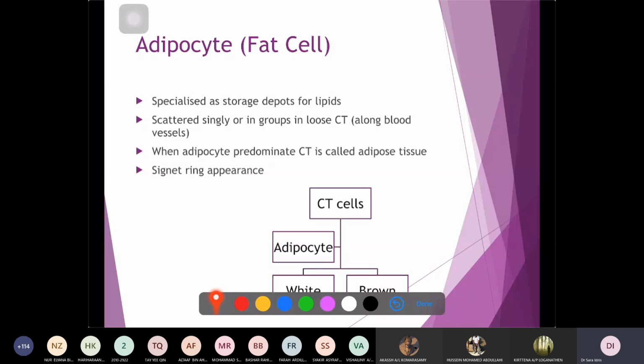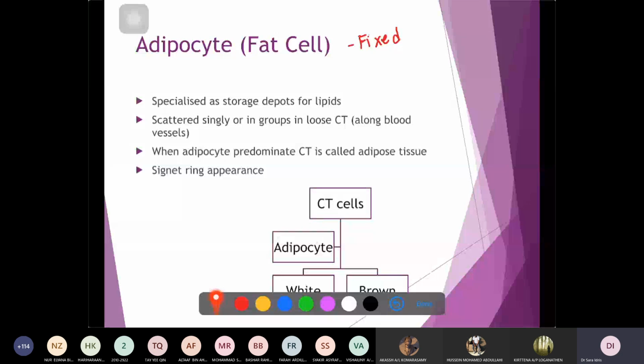Okay, so now we're going to look at another type of fixed cell. The adipocyte is also fixed. It doesn't go anywhere. It doesn't travel in your bloodstream. So these are adipocytes. They're also known as fat cells. The more scientific, more accurate way to name them is adipocytes. They're specialized as a storage depot for lipids.